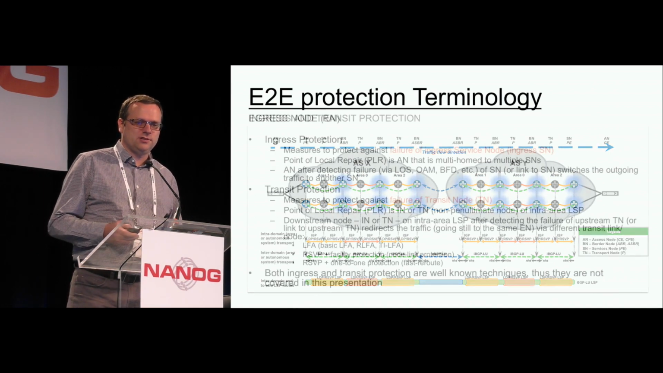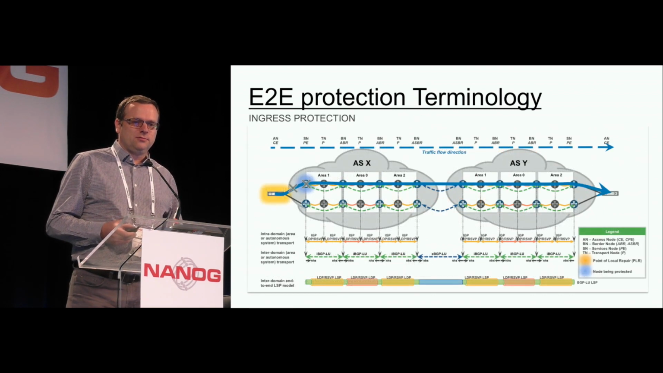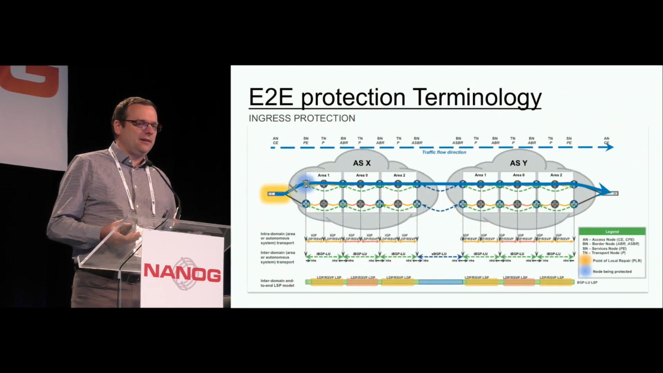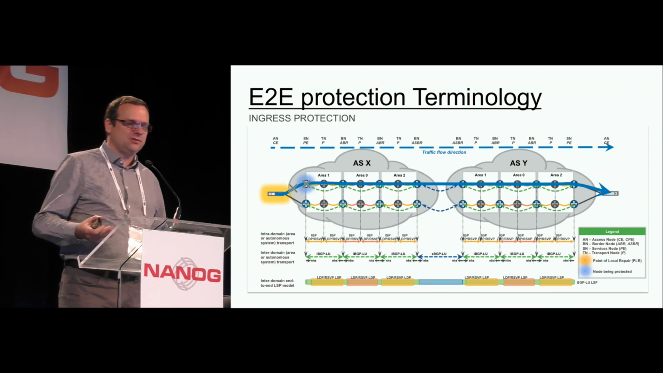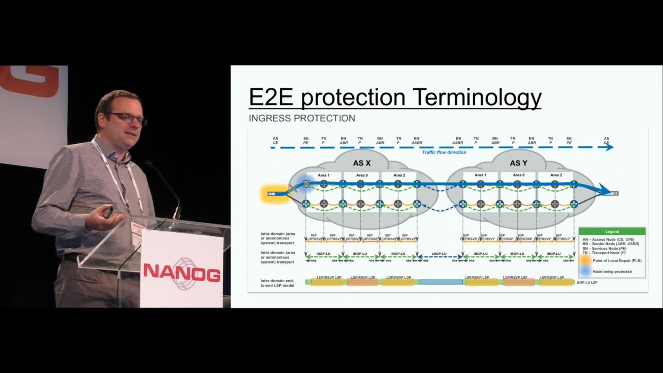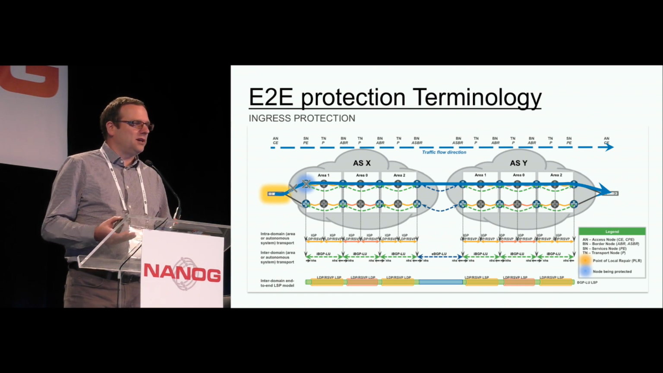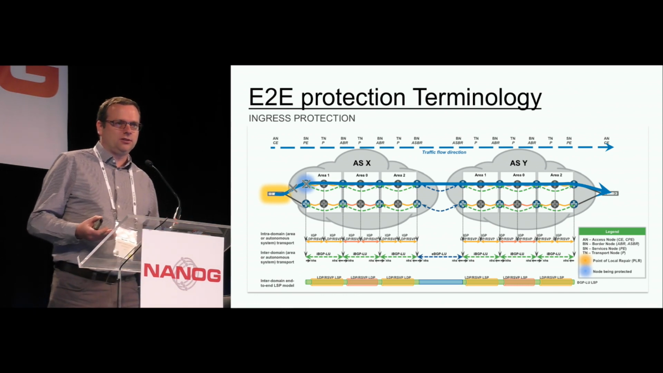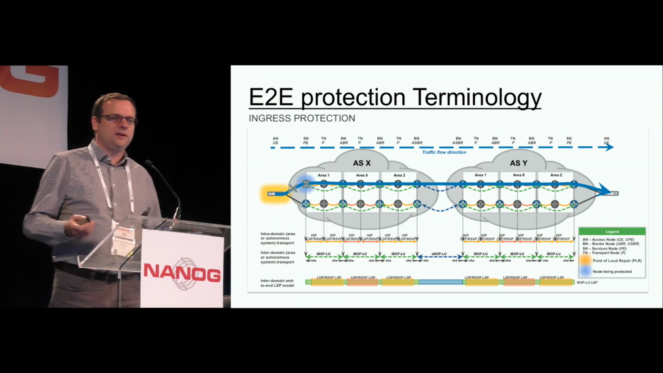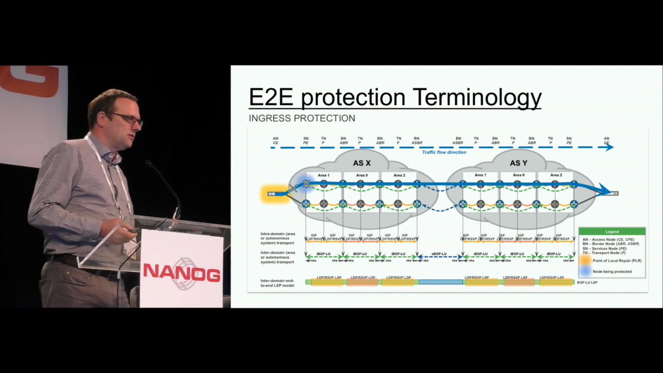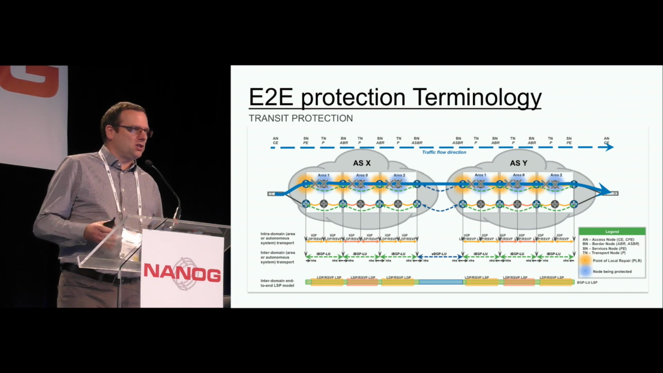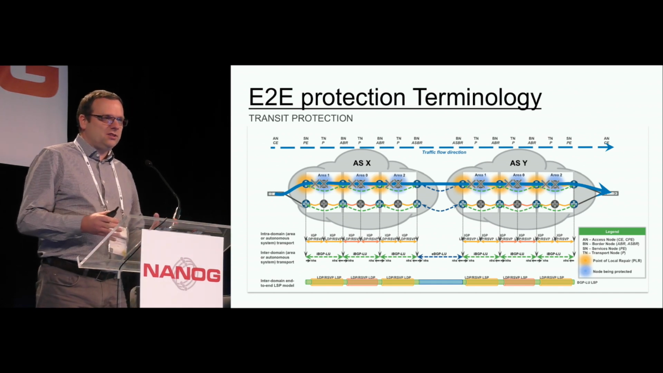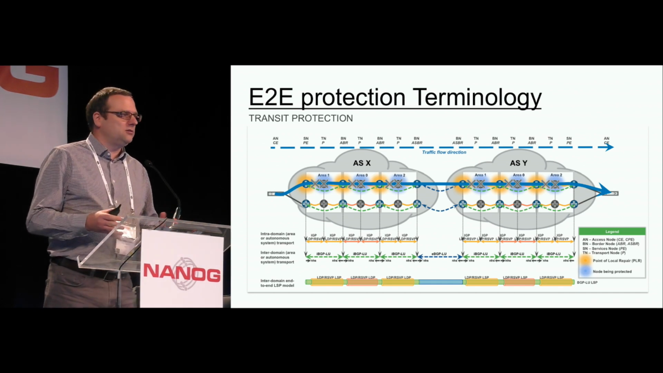And for each of these node types, we can have protection. We can define ingress protection. With ingress protection, the access node is trying to protect itself against the failure of the ingress node. When it detects the failure of the ingress node, it switches over to another ingress node. Then we have transit protection, which is against the failure of the transit node and transit links.